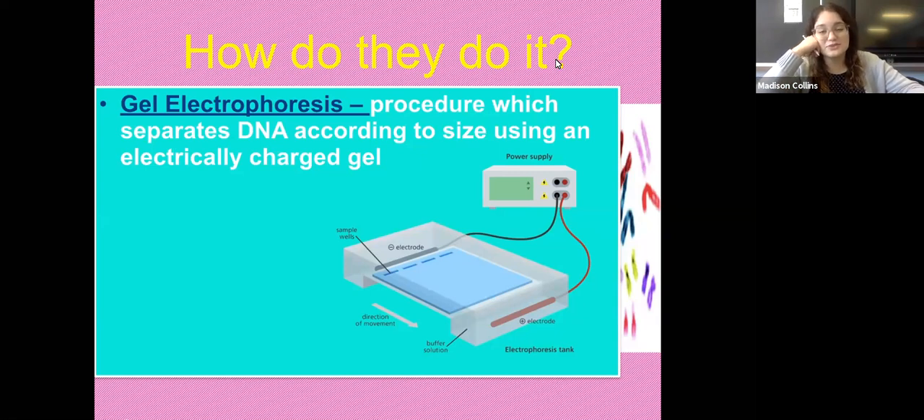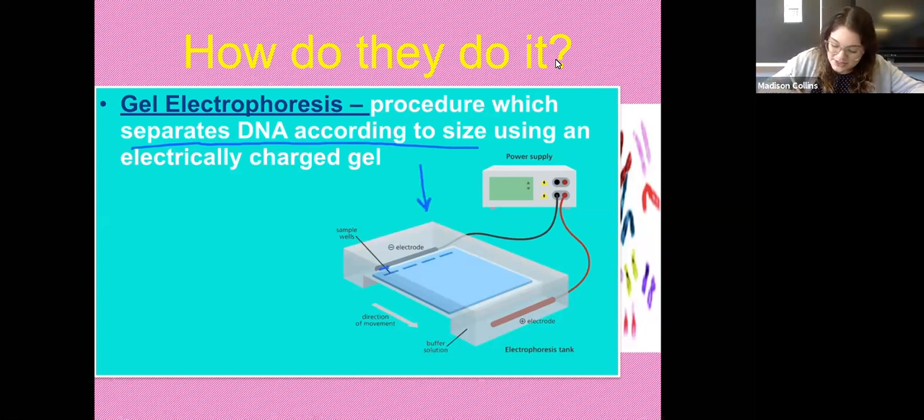And this is a procedure which separates DNA according to size using an electrically charged gel. So please write down this definition on your paper. So gel electrophoresis is a procedure which separates DNA according to size using an electrically charged gel. And this is a picture of what that actually looks like.